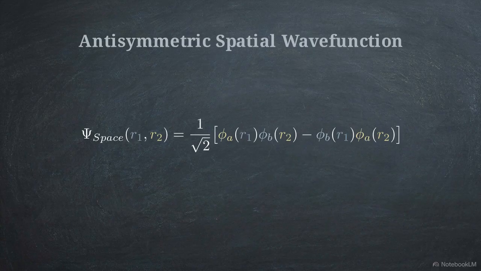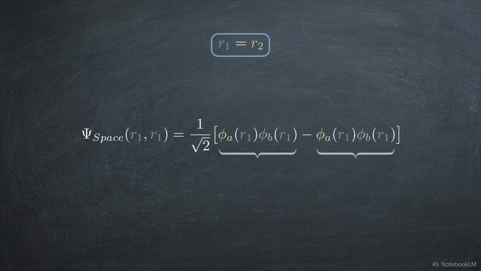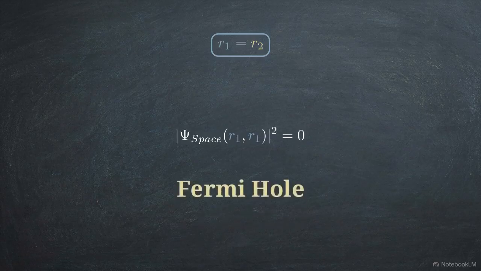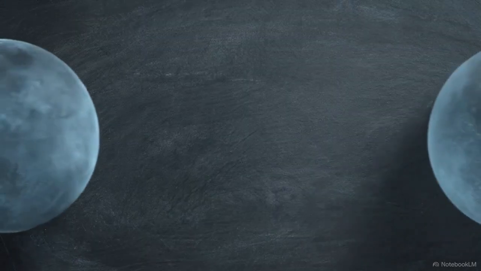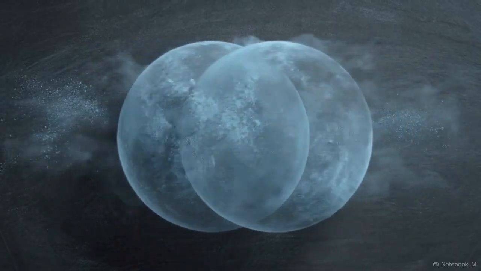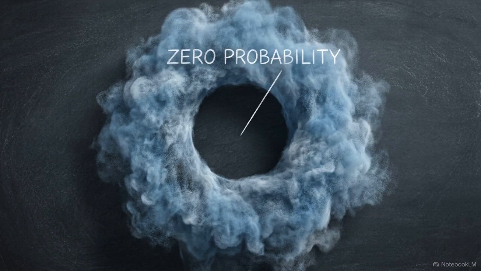We can test this equation's limits by setting both electrons' spatial coordinates to be equal, simulating them occupying the exact same point in space. Look at the terms inside the brackets. They become completely identical and cancel each other out perfectly, resulting in a probability density of exactly 0. When we map this zero probability node into physical space, a void opens up exactly where the particles overlap. Physicists call this absolute void the Fermi hole.